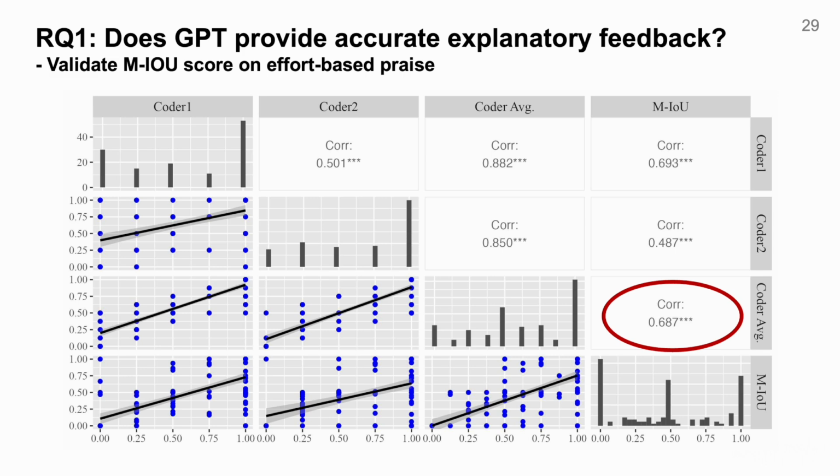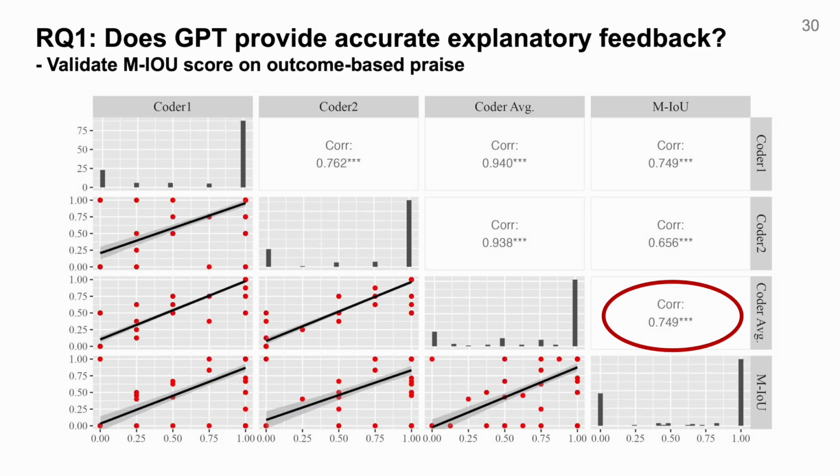So here is the validation process for the M-IoU score on the effort-based praise. You can see the results show a significant correlation between the human coders and the M-IoU score, which indicates that our M-IoU score can be considered as a surrogate or proxy of the human ratings. And the same for the outcome-based praise. It also shows a significant correlation.